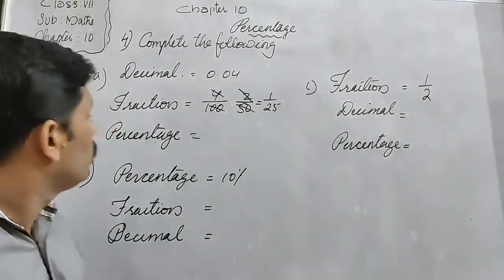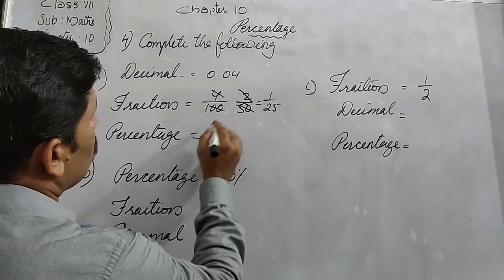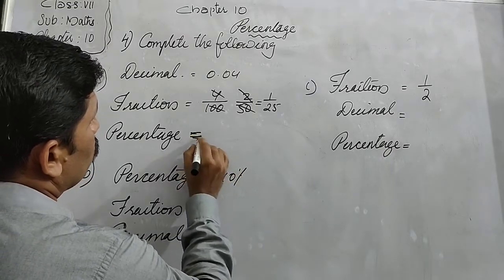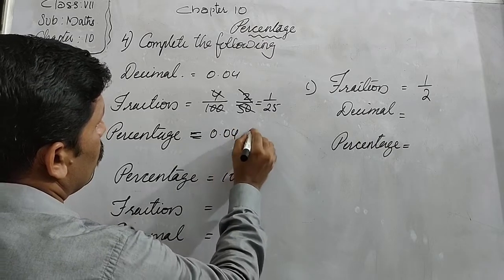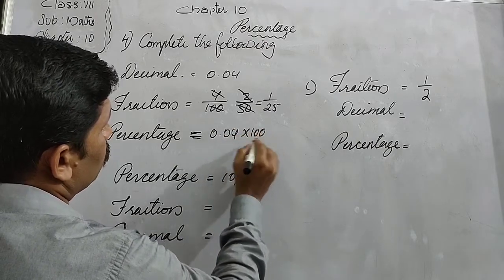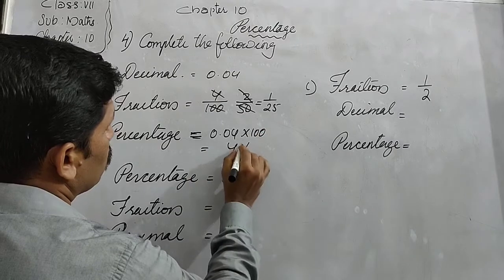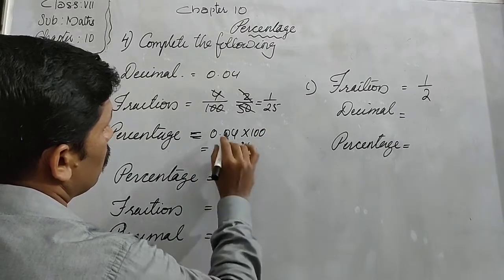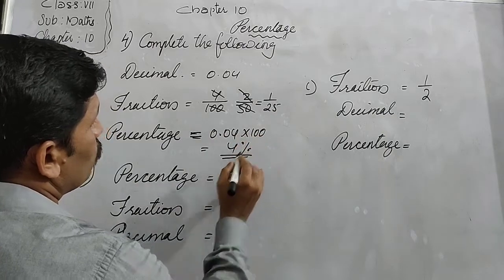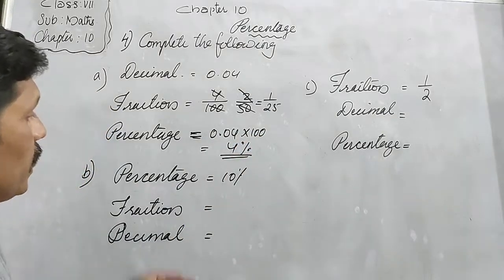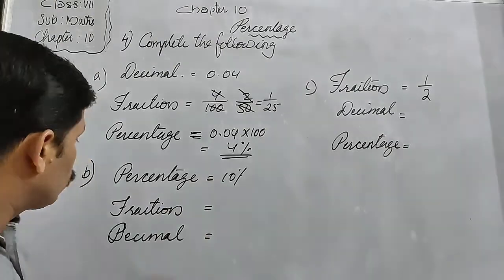And next, students, here what is given? Percentage. Percentage we have to find out. In order to change decimal into percentage, we multiply by 100. You already studied this. Multiply by 100 and put the percentage symbol. That is equal to 4%. When we multiply by 100, the decimal point will be shifted 2 digits to the right side, so it will be 4%.